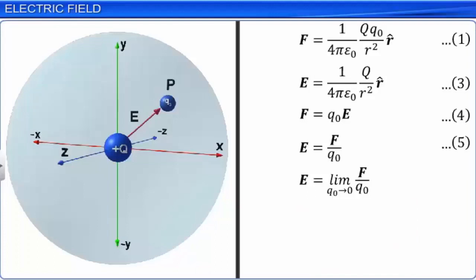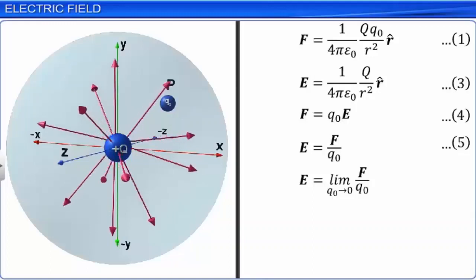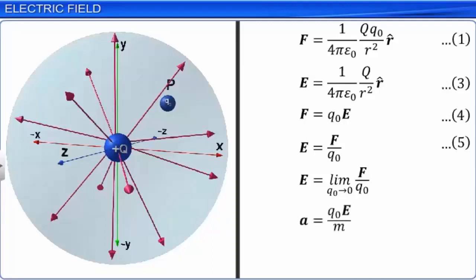In the electric field of a positively charged particle, the electric field strength vector E at any point in the field always points away from the charged particle in a radially outward direction. The point charge q0 will be accelerated in the direction of the electric field as it experiences an acceleration a due to the force due to the electric field, and the acceleration is expressed as a equals q0 E by m, where m is the mass of the particle.